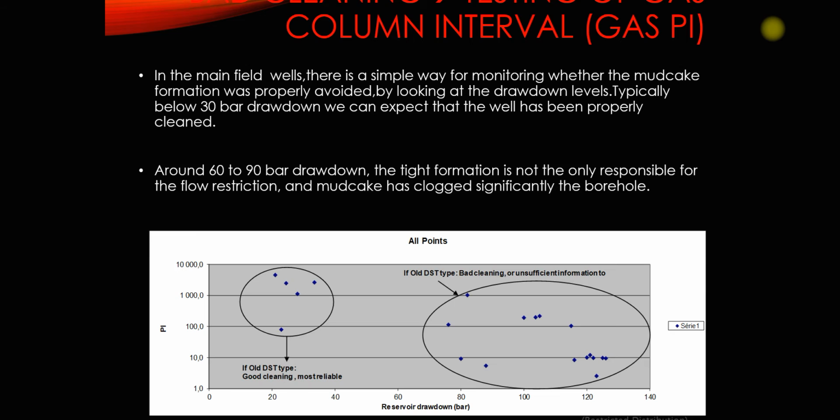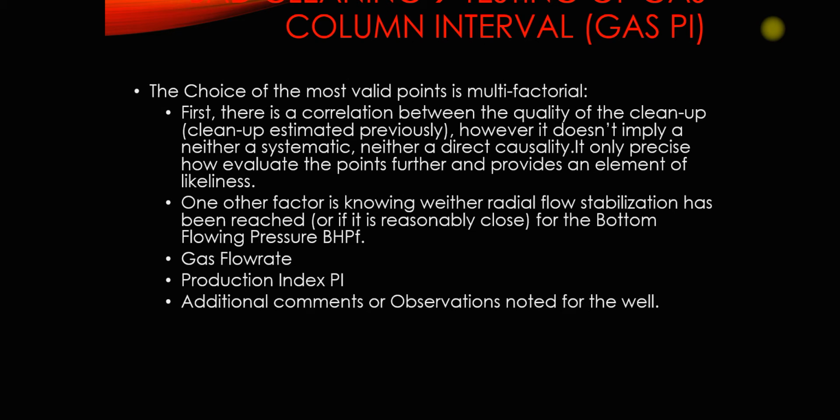Some of the modern DST that can be on the ensemble on the right, they may still have a proper cleanup, and so they will still be exploitable. And in this case, the drawdown is due to the tight gas formation only. We can move to the next slide. Thank you.